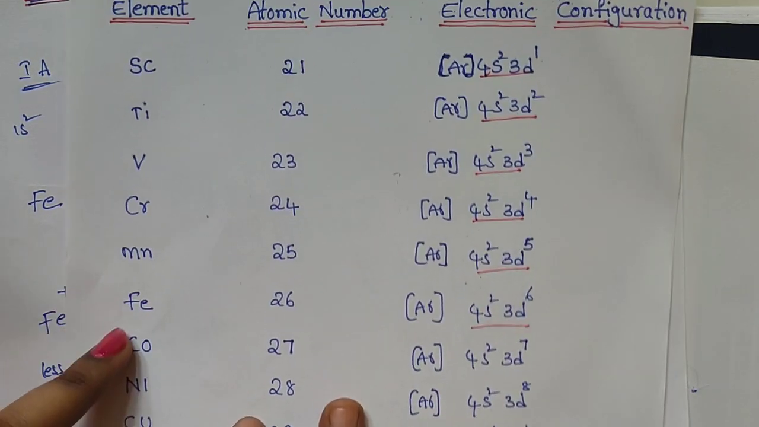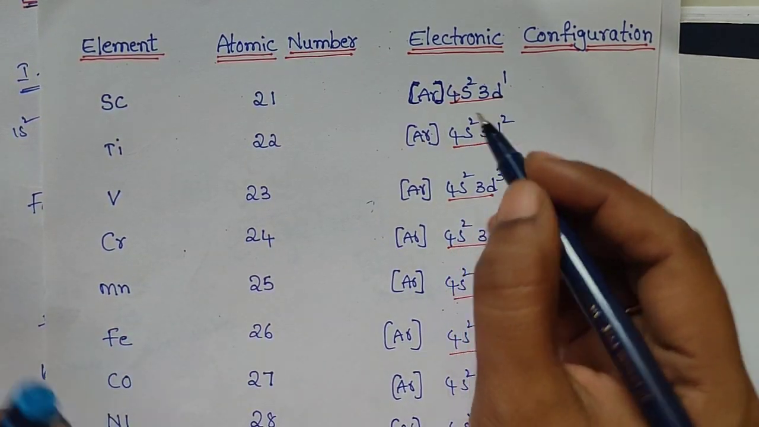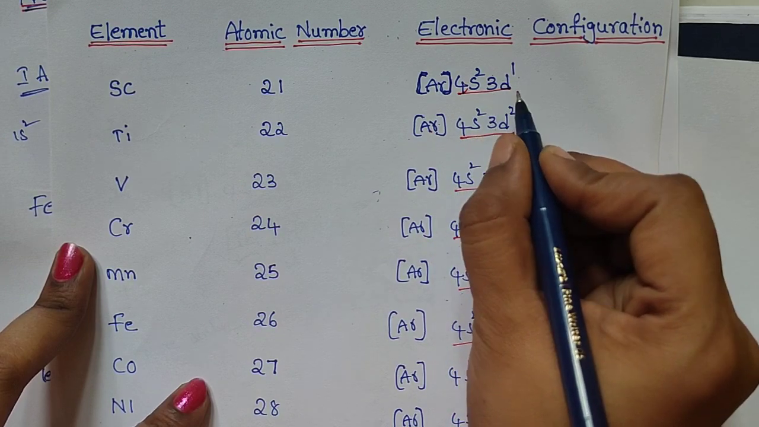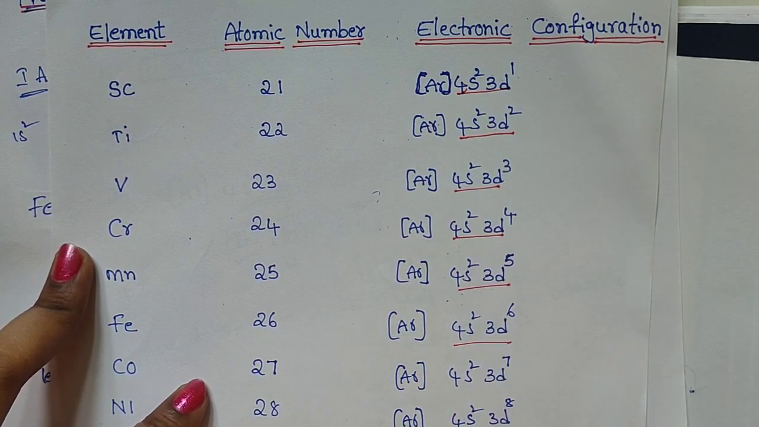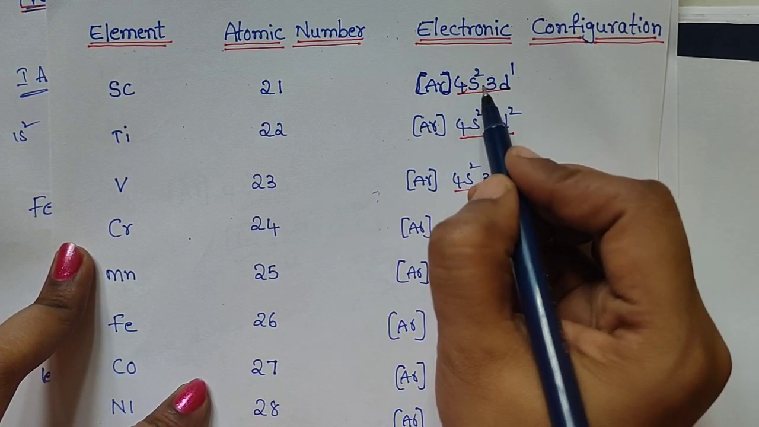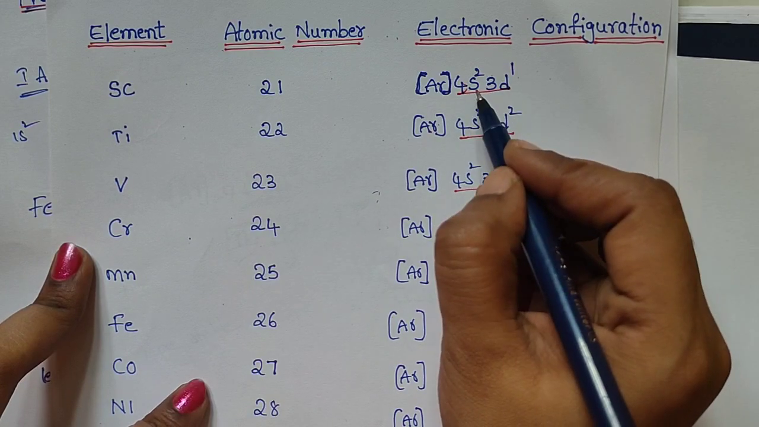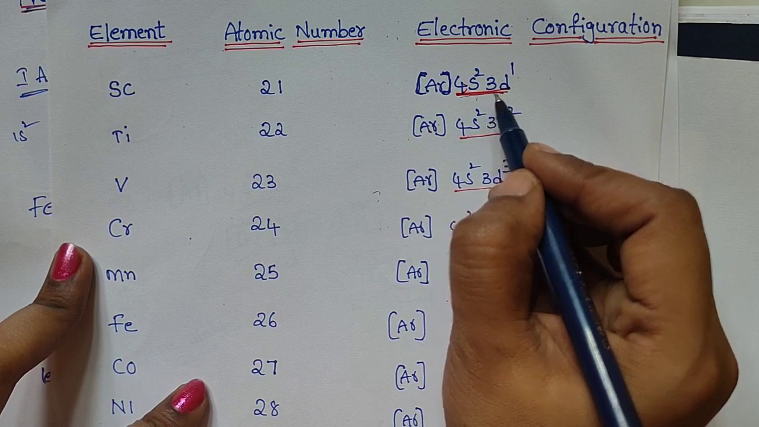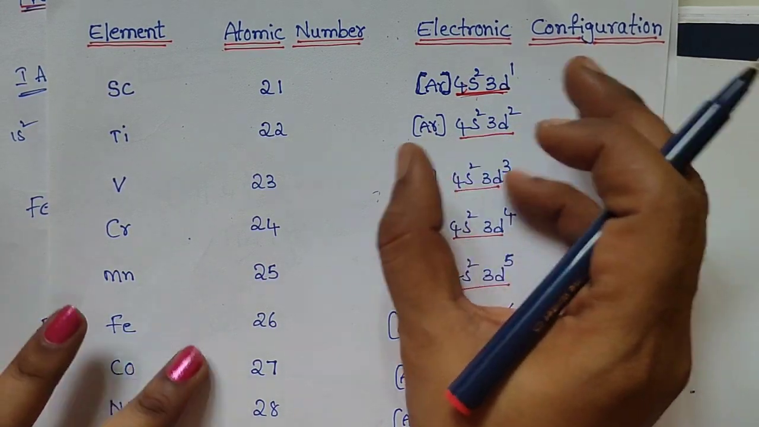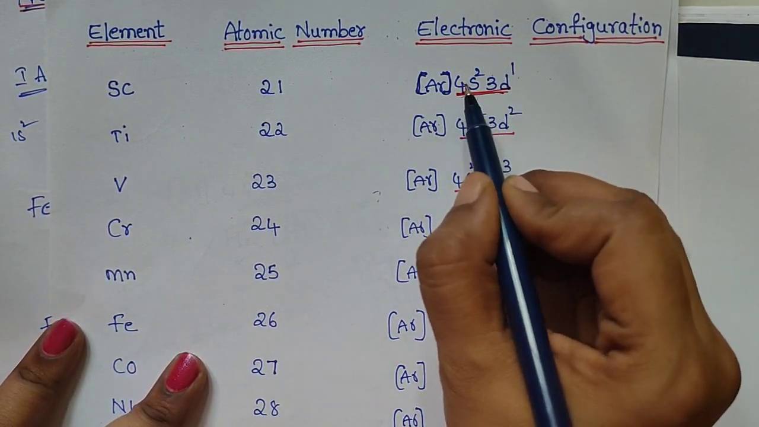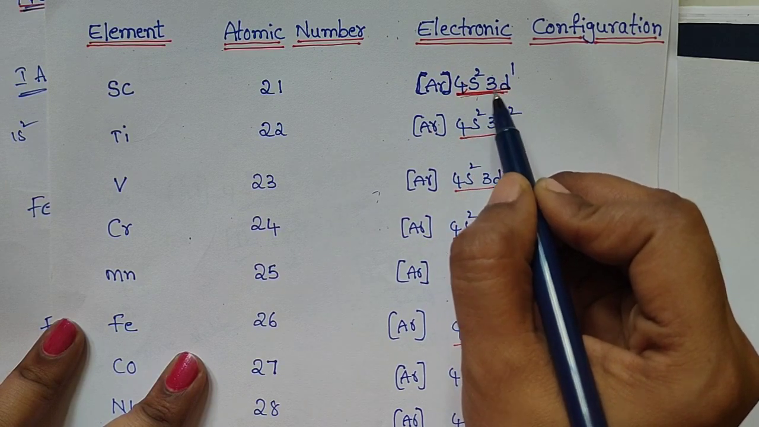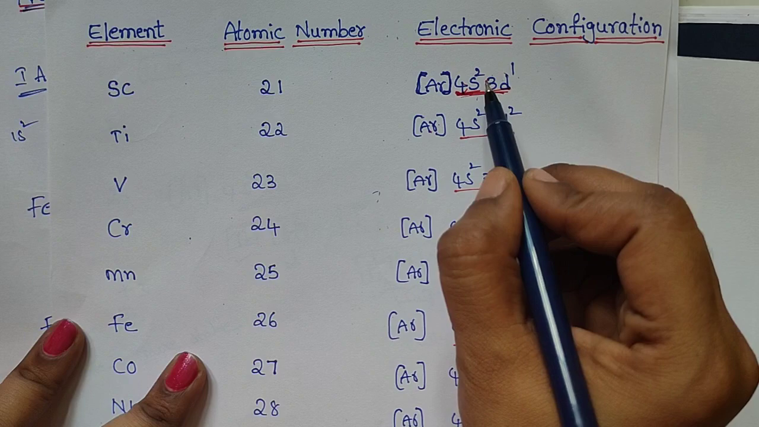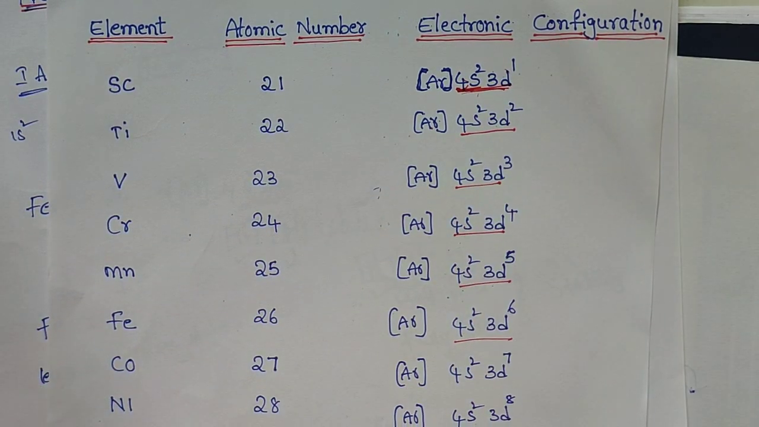d block elements. See here, again you can raise a doubt here. This is 4s2, then this one is 3d1. Then how can these two belong to the same group, same orbit? Valency electrons means the valency shell. The last shell is considered as the valency shell. But this is 4s, this is 3d. So this one should be the last shell. But these two come under the valency shell.